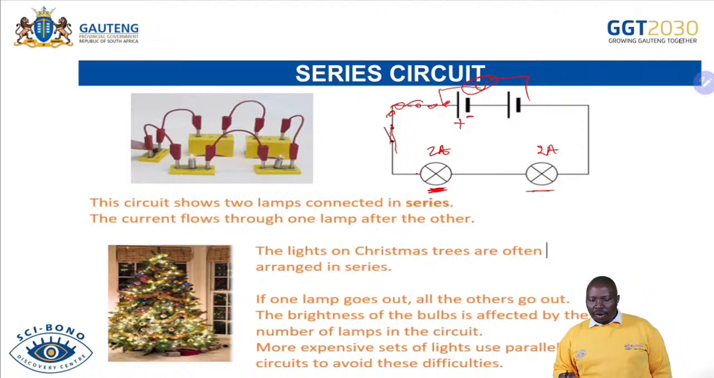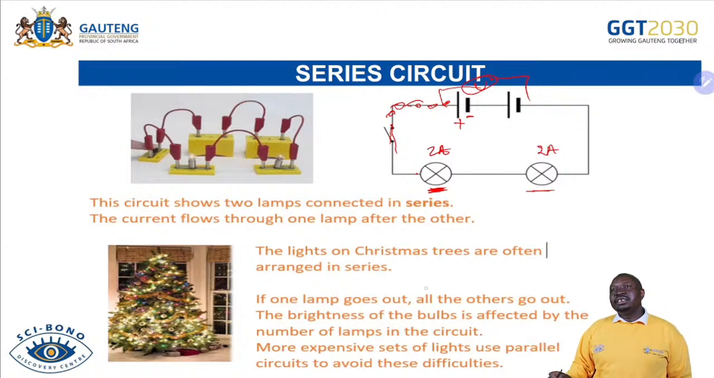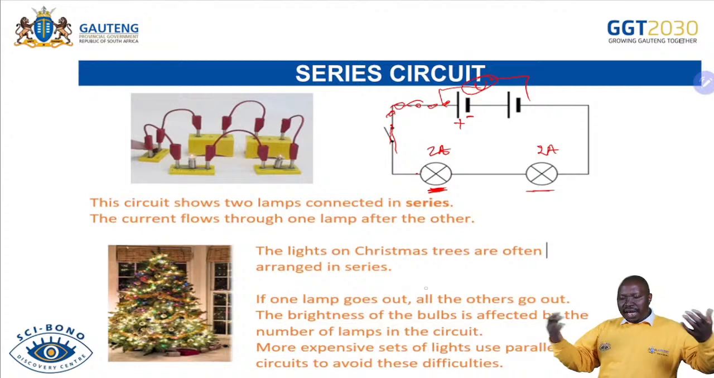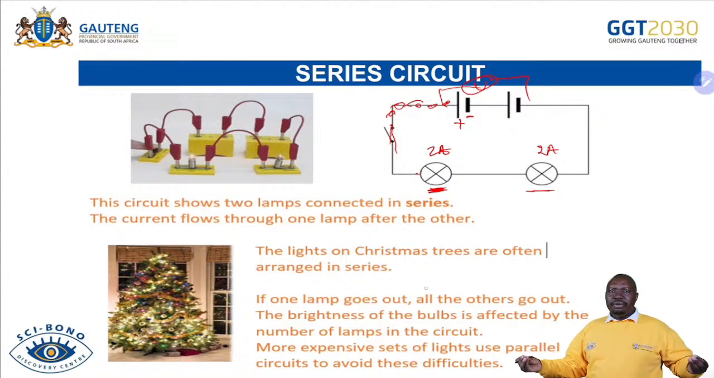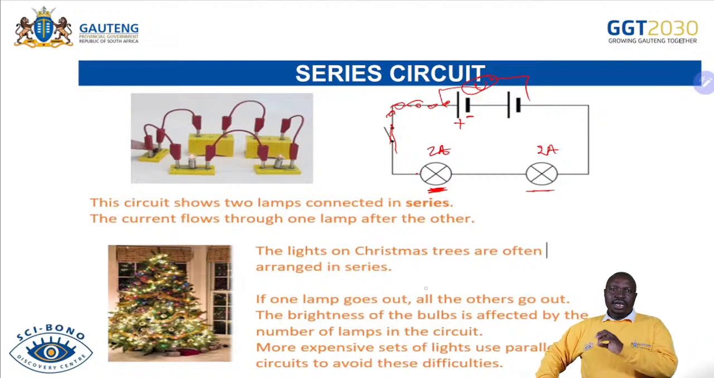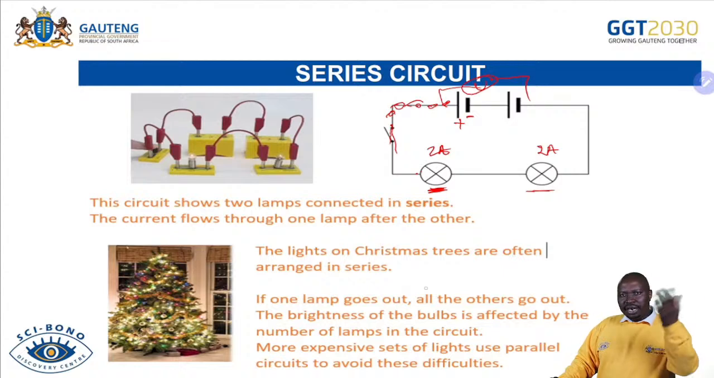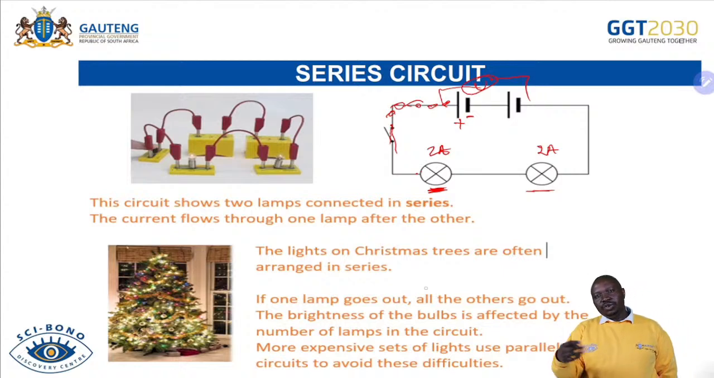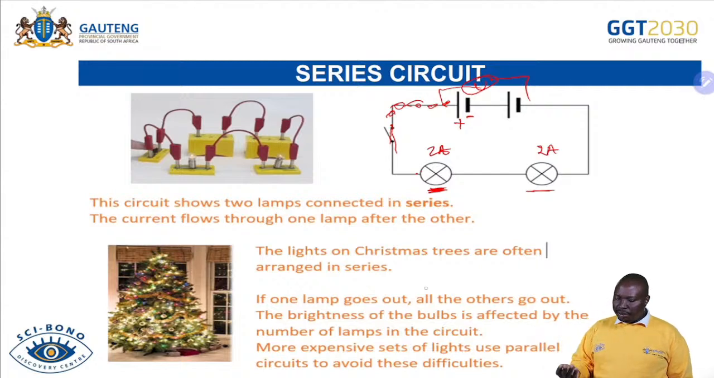Now we're saying the lights on a Christmas tree, like at home during Christmas, are often arranged in series. So they are arranged in series. How do you know that? If one lamp goes out, maybe at home you find that you have those Christmas lights, and then they just go off after some time. What can be the cause? We're saying that these lamps go out, all the others go out when one goes out. Only when one is damaged, the rest is no longer working. So it's very important to check which one might be damaged so that you can connect and be able to utilize them.